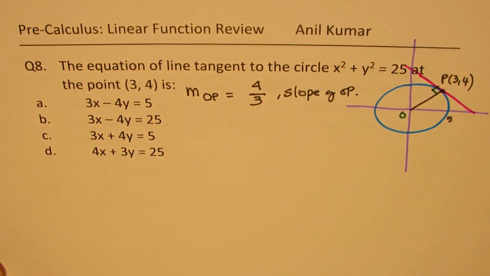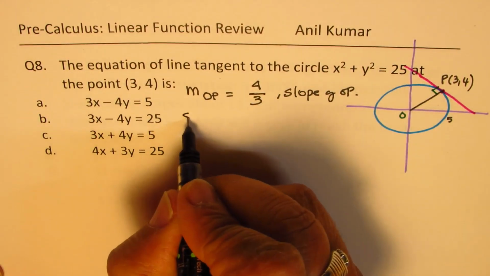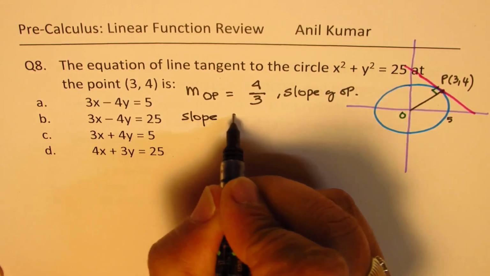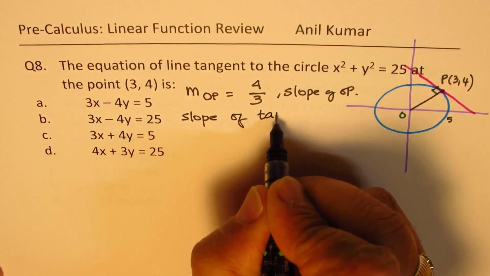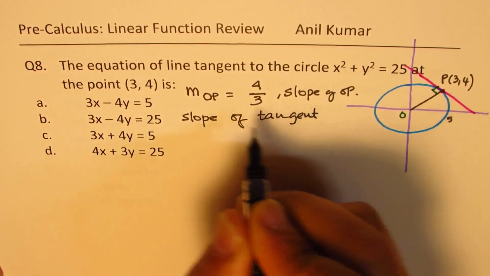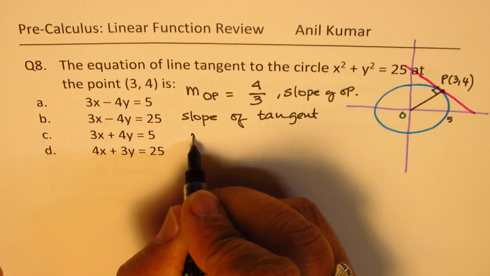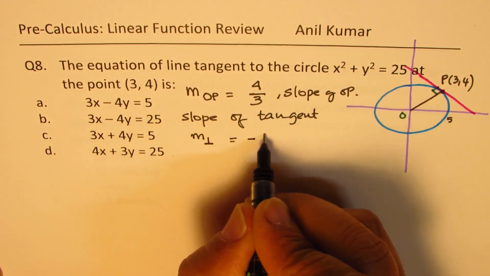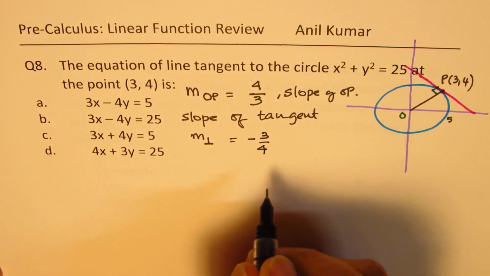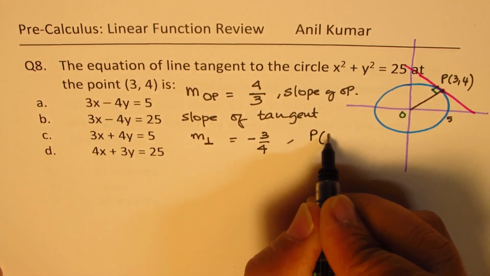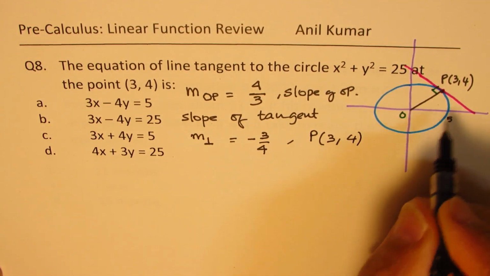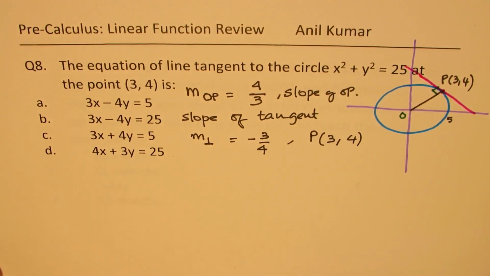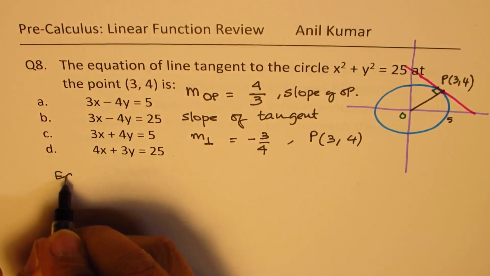Is that clear to you? So the slope of the tangent is what? Well, the slope of the tangent, let's say m, which is perpendicular, will be the negative reciprocal, which is minus 3 over 4, correct? And we know it is going through the point (3, 4). So the equation of the tangent will be what? We can now write the equation of the tangent here.